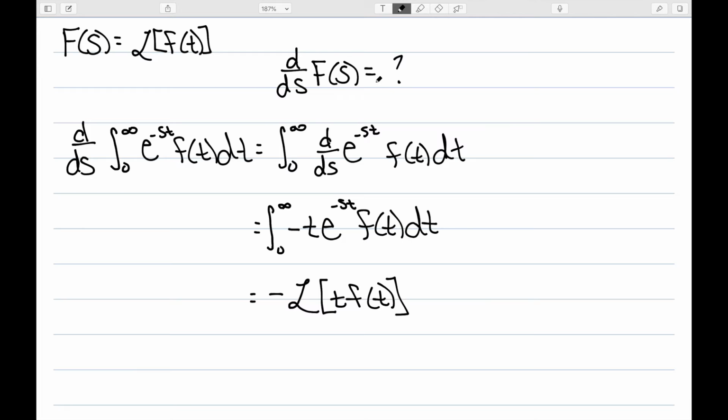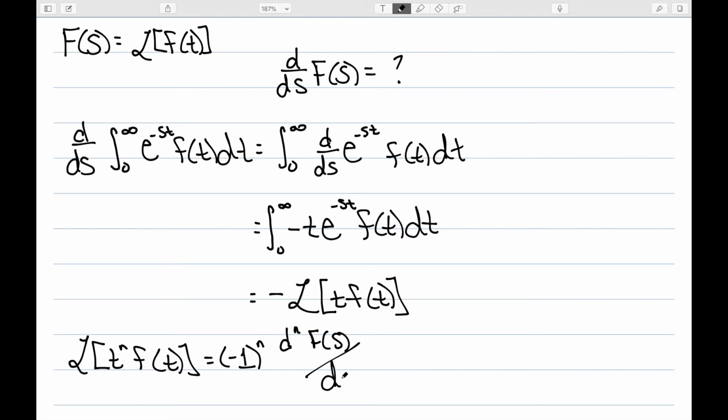So now I can talk about taking the derivative of the transform. I get negative transform of t f of t. And in general, this can be expanded. The transform of t to the n f of t, each one of these will constitute a new negative sign, so we have negative 1 to the n, times the nth derivative of F of s with respect to s. So let's look at some examples on how we might want to use this.